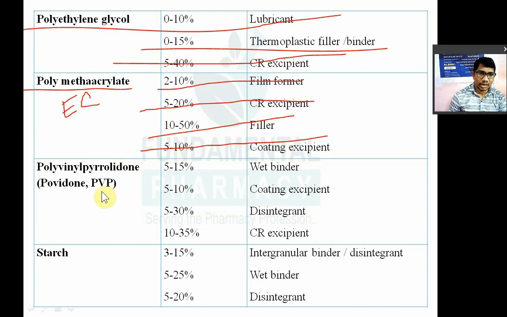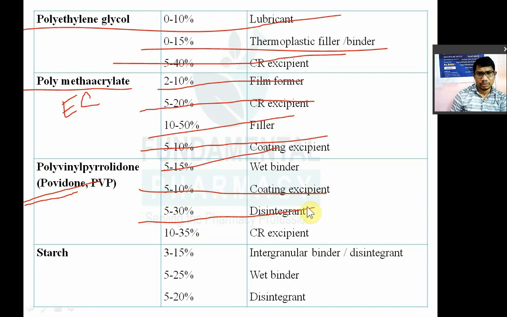Polyvinyl pyrrolidone, also known as povidone, PVP. At 5 to 15% concentration, it is a wet binder. At 5 to 10%, it is used as a coating excipient. At 5 to 30% concentration, it is used as a disintegrant. At 10 to 30%, a controlled release excipient.